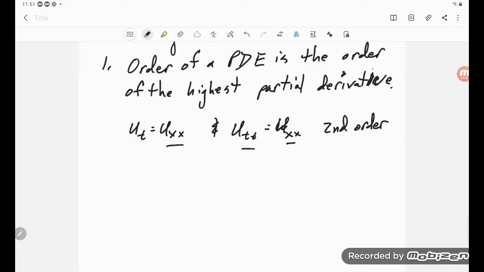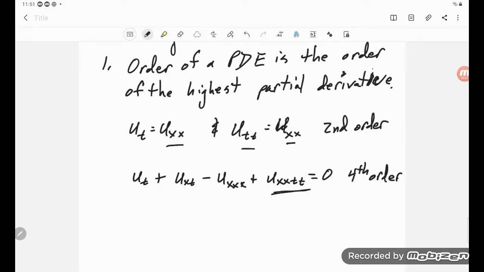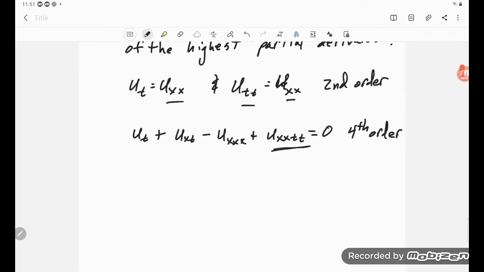But you could have something much more complicated, like u_t plus u_xt minus u_xxx plus u_xxt, something like that, equals 0. Here we look there and we see that that has 4 derivatives, so this is fourth order. Okay, so that's the order of a PDE.